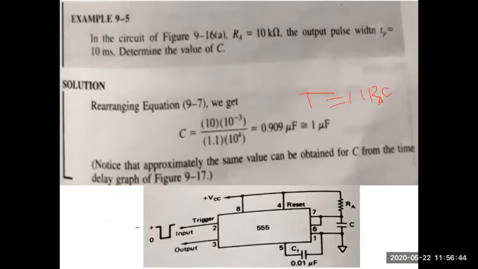They have given RA value. They have asked us to find C. They have given T. T is given as 10 millisecond here. So substitute that 10 milli divided by RA, RA is given as 10K, divided by 1.1. So C here will be equal to T divided by 1.1 RA. And when we do that, we are getting 0.909 microfarad or approximately 1 microfarad. This is how we design in the lab also. Okay. So this is a simple problem with monostable and with this we complete monostable operation.